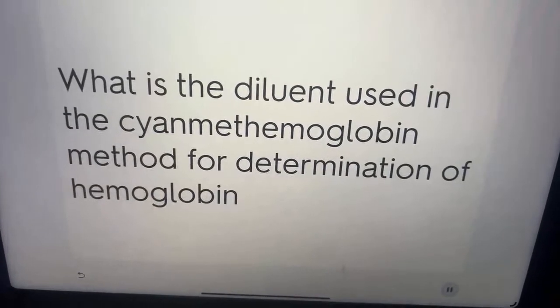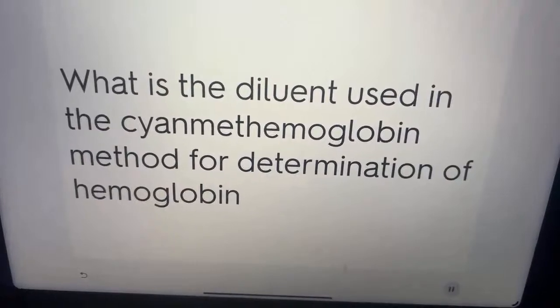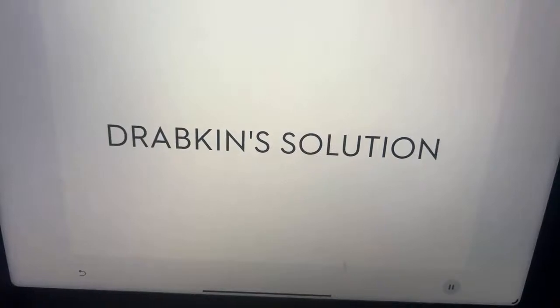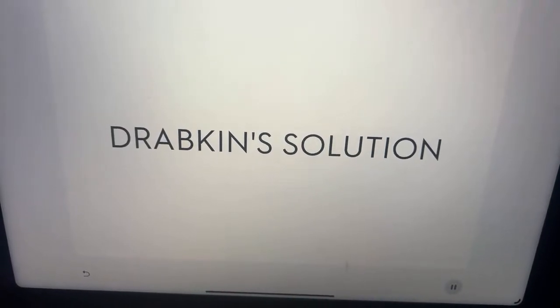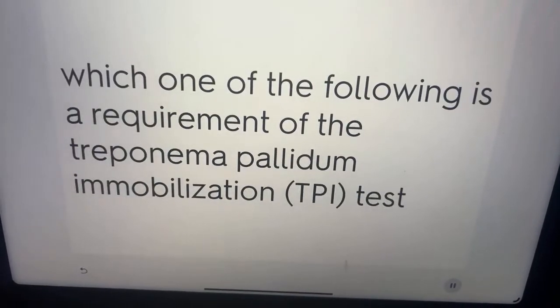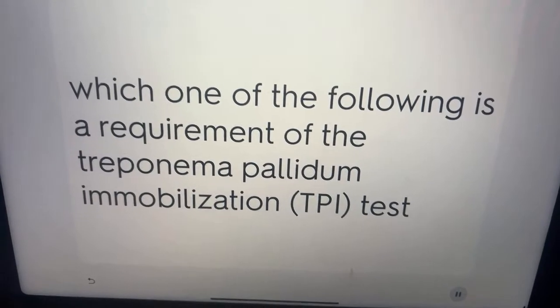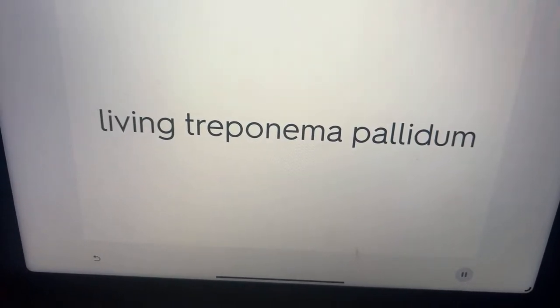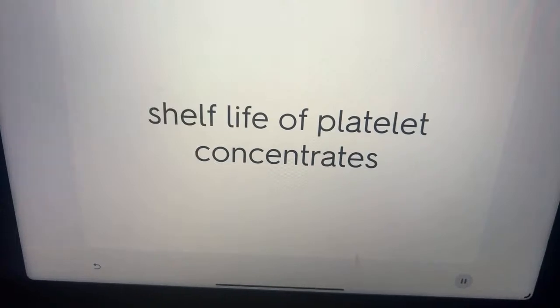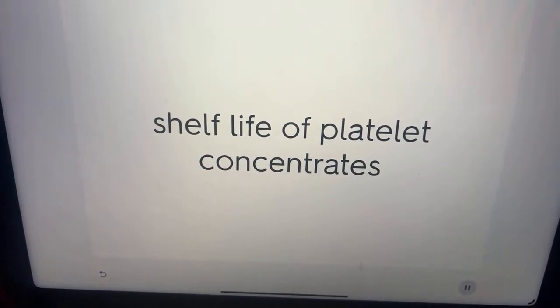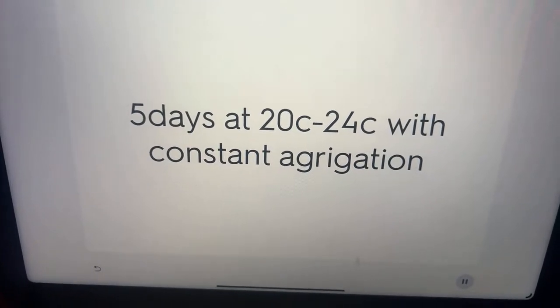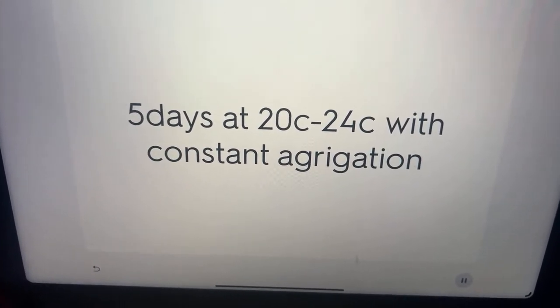The diluent used in the cyanmethemoglobin method for determination of hemoglobin. Drabkin solution. Which one of the following is a requirement of the Treponema immobilization test? Living Treponema pallidum. Shelf life of platelet concentrates. 5 days at 20 to 24C with constant agitation.